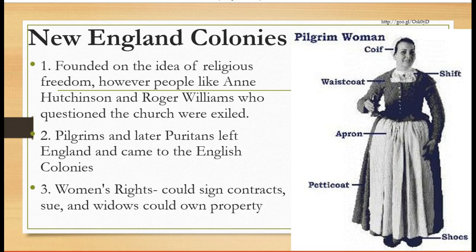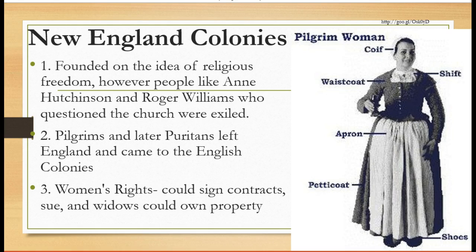Roger Williams, much the same way, but not because he was a woman. Obviously, he was a man, but because he taught different things than the Puritan leaders in Massachusetts wanted taught. He was eventually kicked out or exiled from the colony. He ends up starting the colony of Rhode Island.